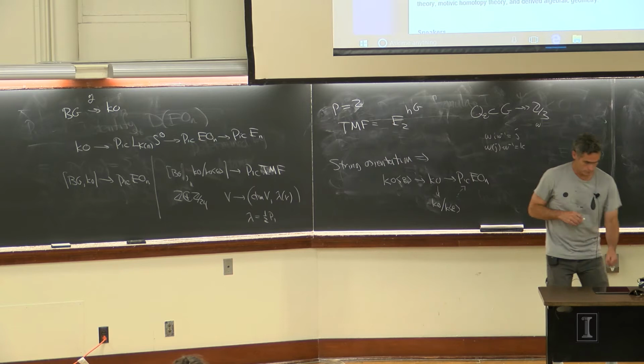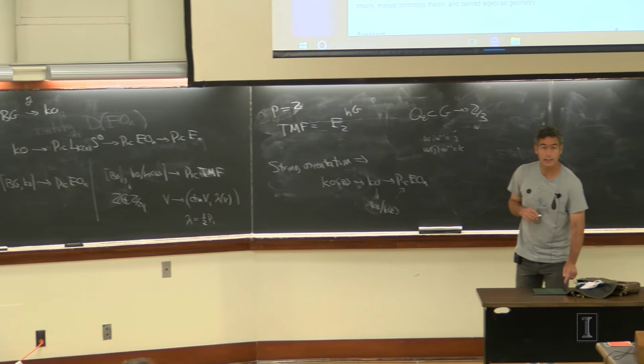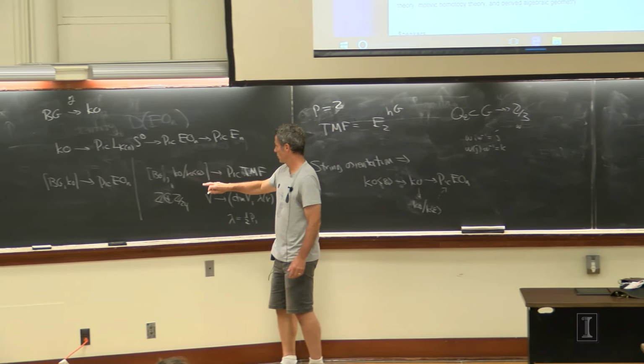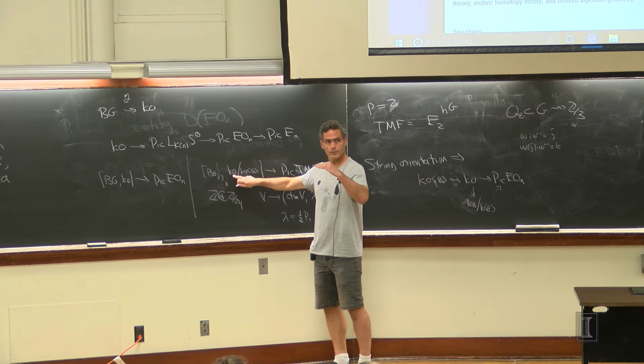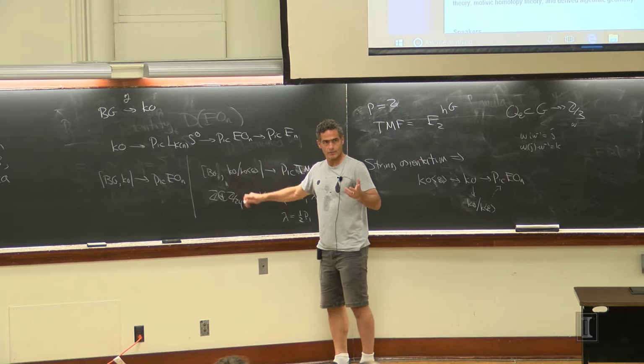Sorry, is it the Z plus Z/24? This has homotopy groups Z, Z2, Z2, 0, Z. And so H0 gives me the Z.